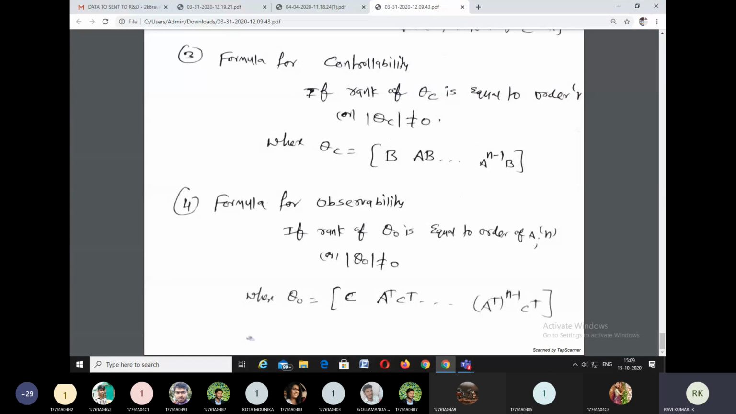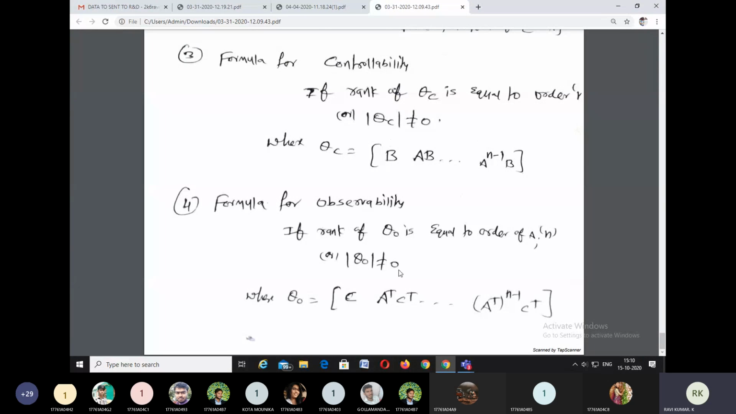We say a system is controllable when the matrix B, AB, A square B, and so on has determinant not equal to 0. And we say it is observable when the matrix C, A transpose C transpose, and so on up to A transpose whole power n minus 1 into C transpose has determinant not equal to 0. And the other thing we saw is how to calculate the state transition matrix, e power At. The formula is Laplace inverse of (sI minus A) whole power minus 1. To calculate the state transition matrix, you require only the A matrix. By those problems, you can calculate all these things.